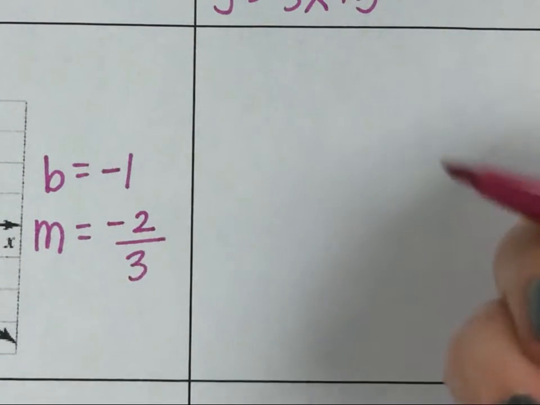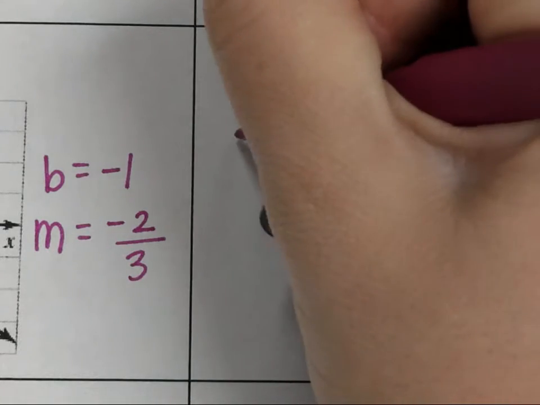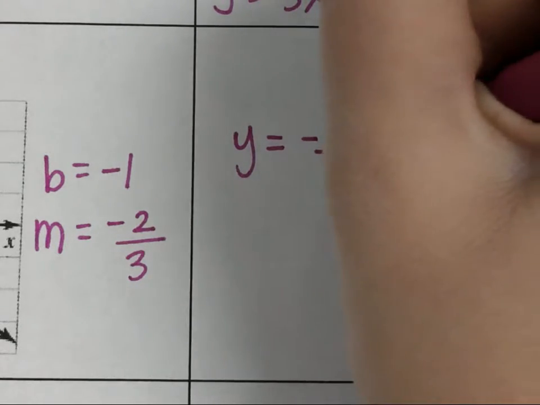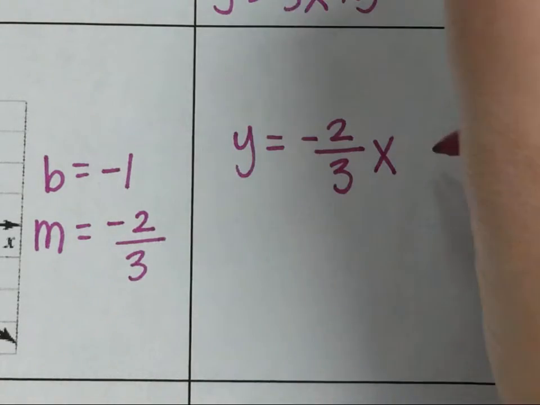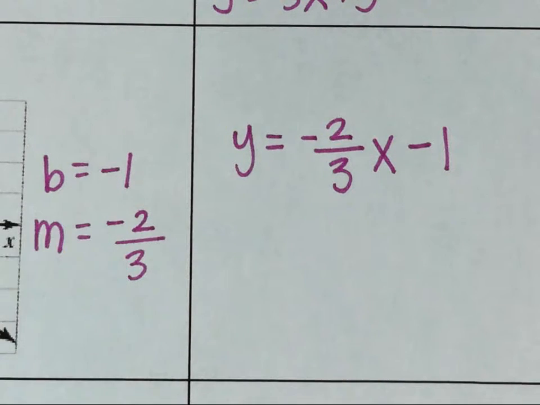Okay. So now that I know my b and my m, I can write an equation in slope-intercept form, right? Somebody want to raise their hand and tell me what you think it is? Andrew. Y equals negative 2/3 x minus 1. Good. Y equals negative 2/3 x minus 1. So all I'm doing there is plugging in my m and my b into slope-intercept formula. Okay. Questions on that way?